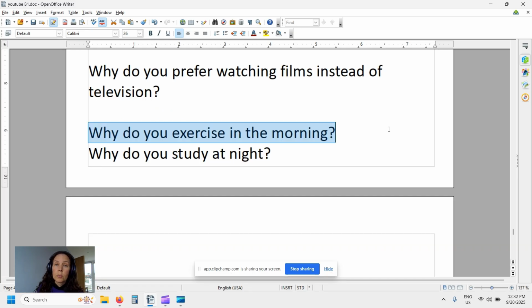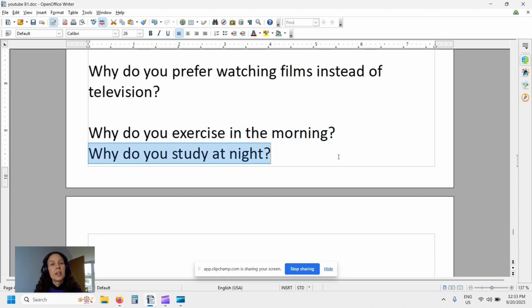Why do you exercise in the morning? I exercise in the morning because it helps me to wake up. Why do you study at night? I study at night because it's quieter in my house than during the day.